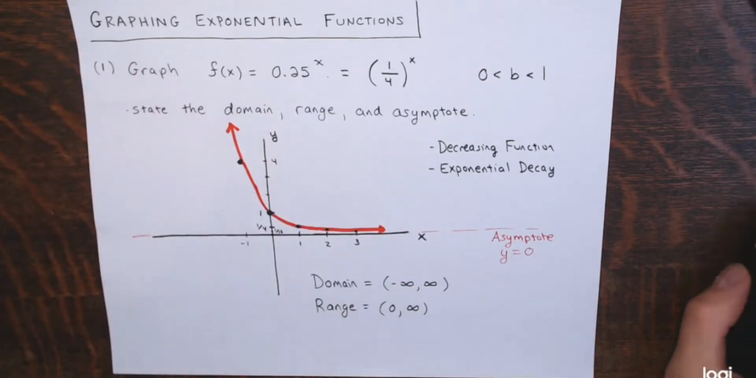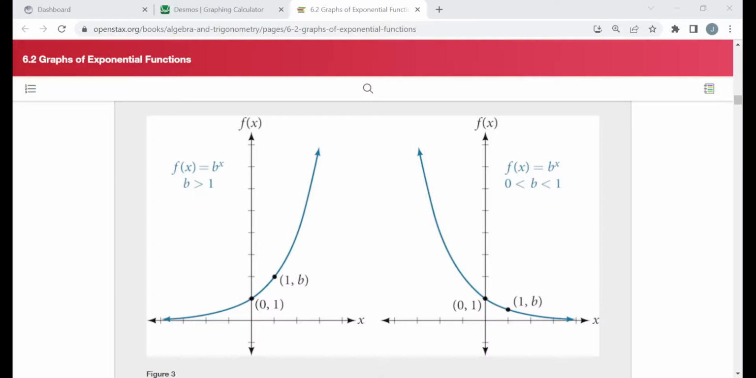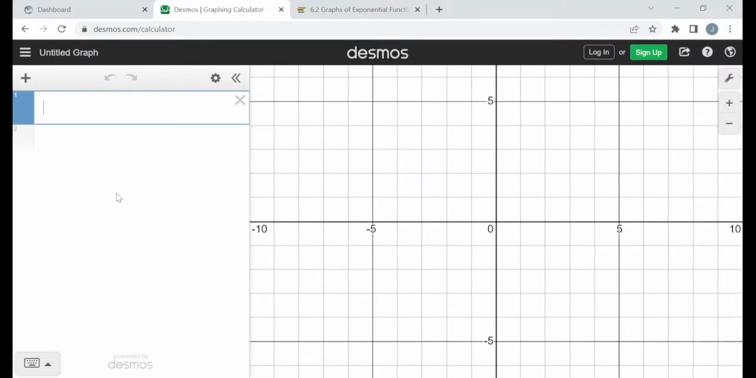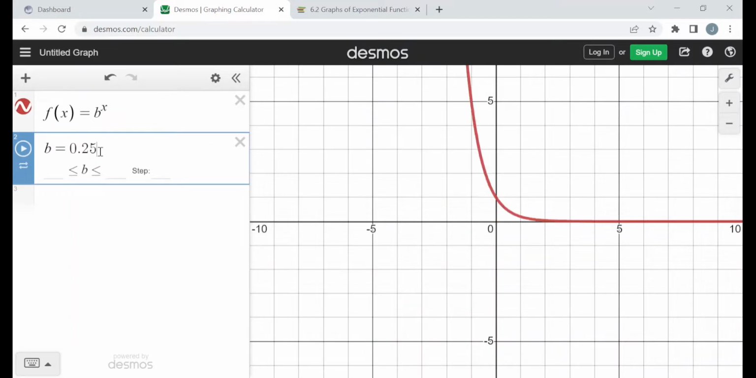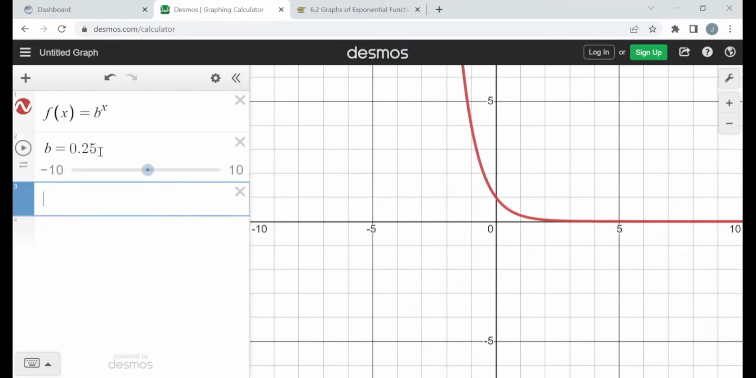Alright, and then let me go to the Desmos website, look at a little better picture. My hand drawings aren't the greatest. So remember, there's a free online graphing calculator at desmos.com. And I'm going to put in, say, f of x equals b to the x power, and add this slider for b, and then just have the value of b be 1/4, 0.25. Right. And you see the picture that I have here.